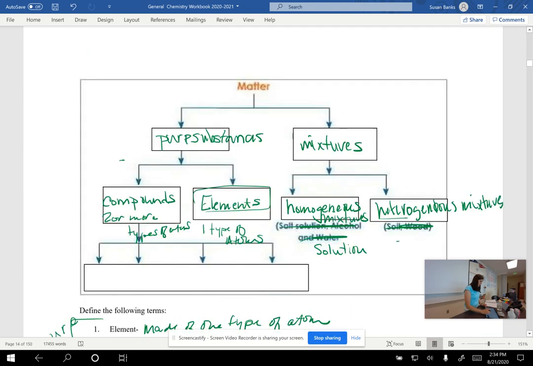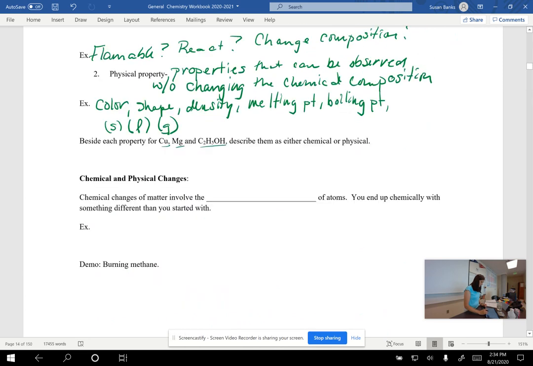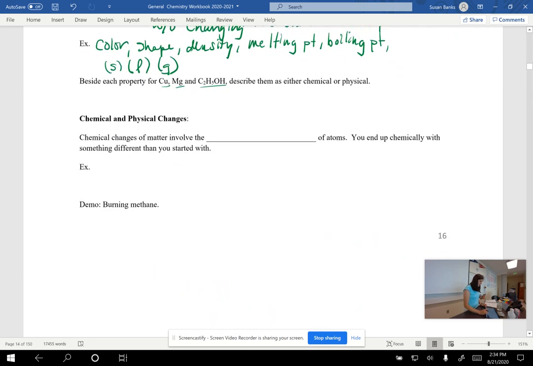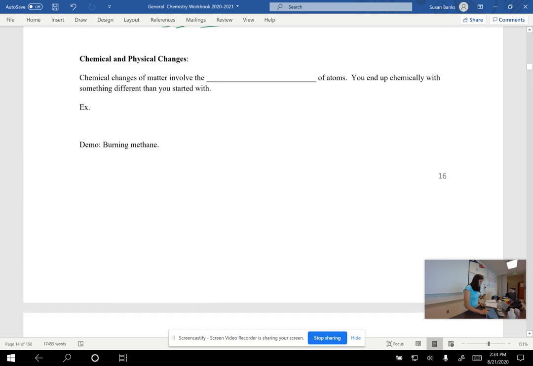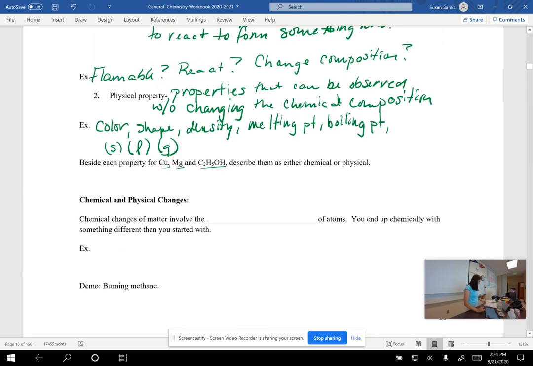Okay, all right. Chemical versus physical changes. We will do that next time, I think. Pretty much, yeah. We'll call this good today.